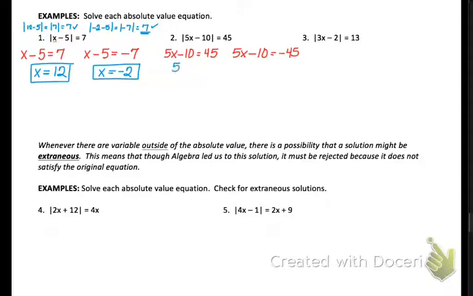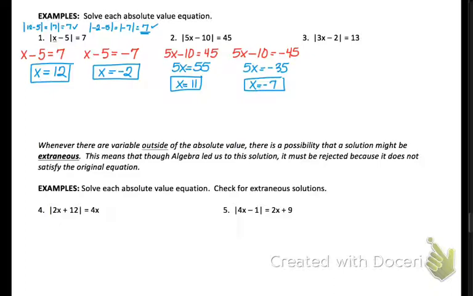If we add 10, we get 5x equals 55. So x equals 11 is our first solution. And here we get 5x equals negative 35. So x equals negative 7 is our second solution.